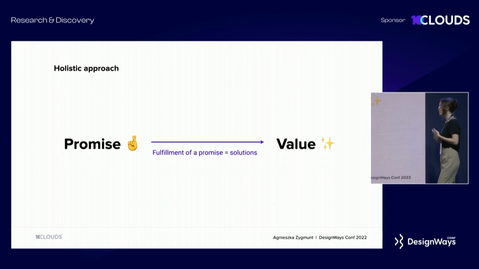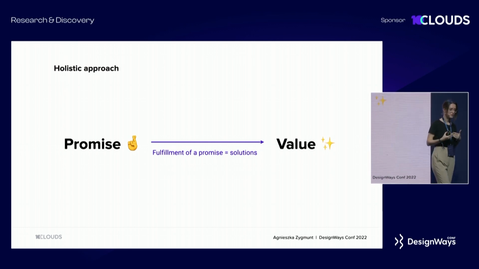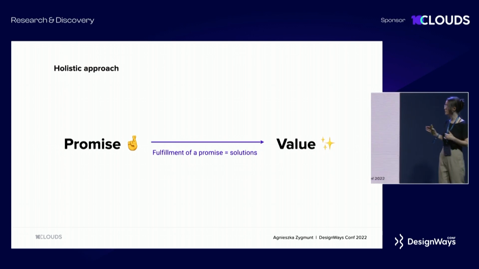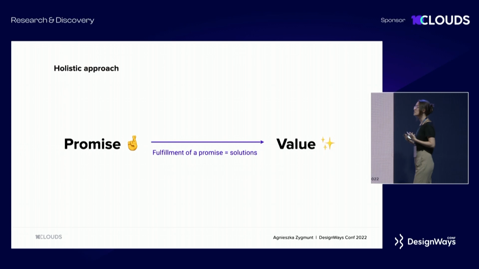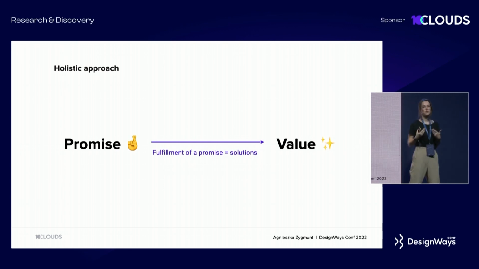And just to be more clear, for example, we have this conference. And maybe this is not the main promise, but for this presentation, I will be using this as a promise. So the main promise is that you will gain knowledge. So if you buy the ticket, if you come here or watch the whole conference online, you will gain some knowledge. So this is the promise that Design Ways is giving to you.